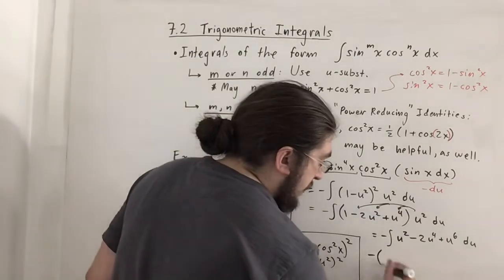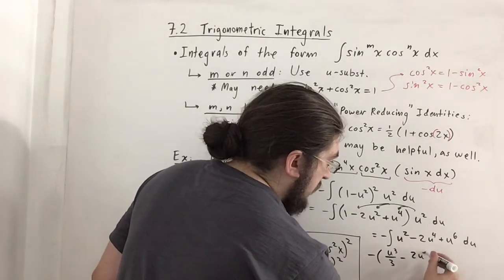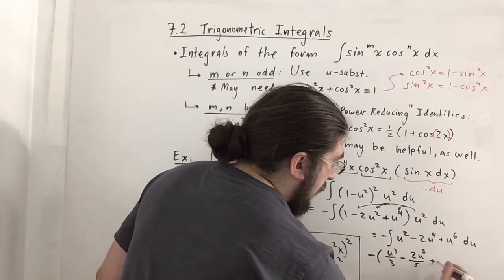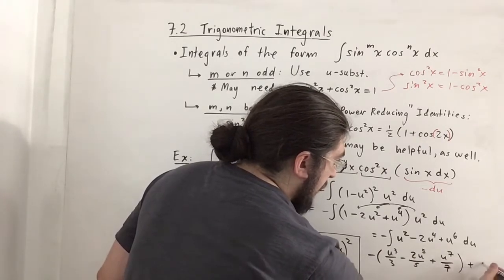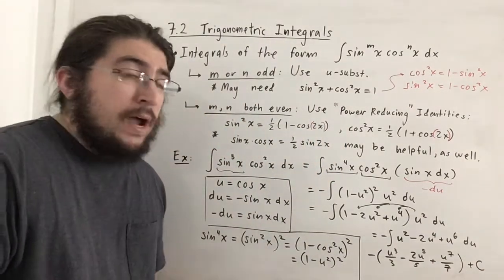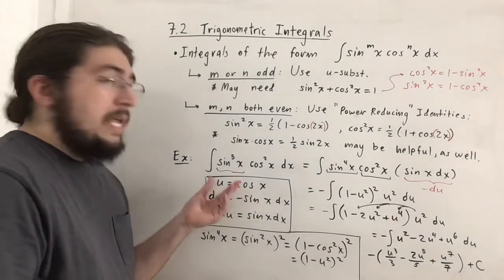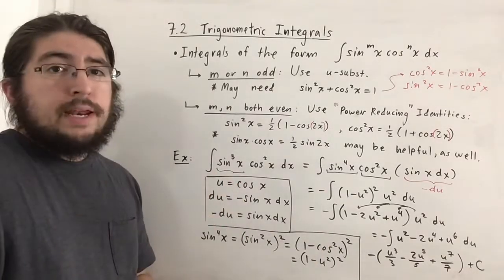So we get negative the quantity u to the third over 3 minus 2u to the fifth over 5 plus u to the seventh over 7, close parentheses, and then add a constant c because it is, of course, an indefinite integral. Now finally we can replace u with what it was equal to, which is cosine, and then we'll basically be done. So I'm going to clean this up and write that out right now.